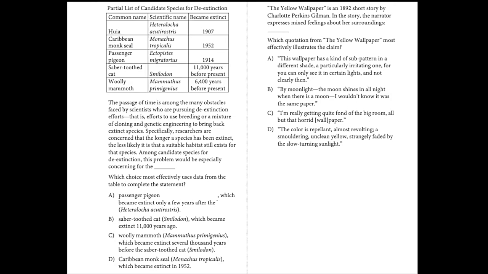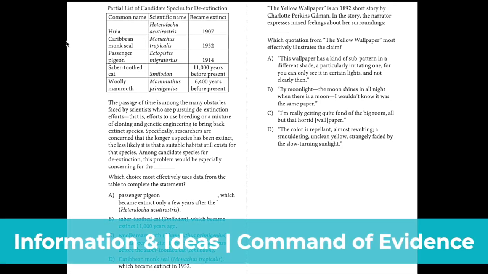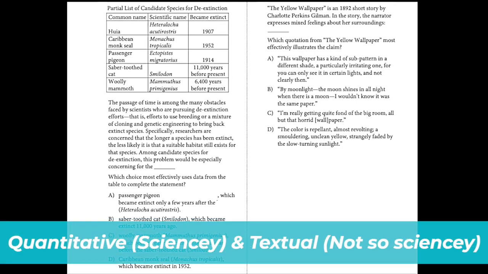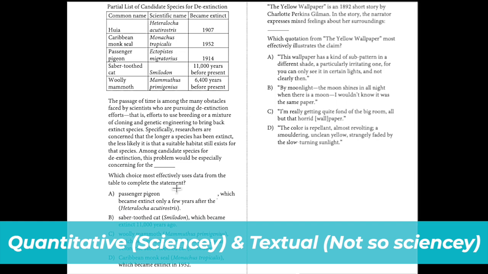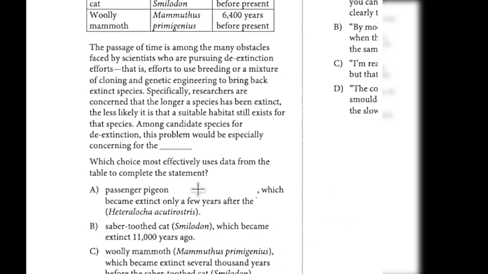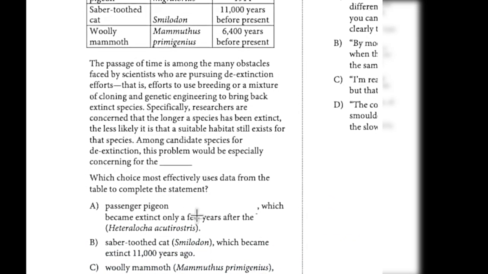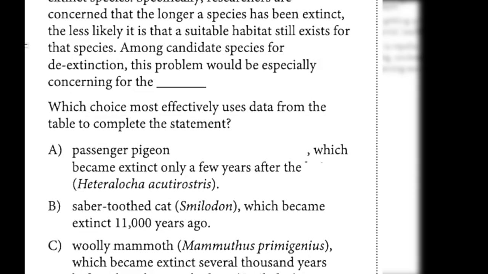Next up, let's do a couple of command of evidence questions. We'll do one sciencey one and one not so sciencey one. So, which choice effectively uses data from the table to complete the statement? So the first thing I like to do for these is to figure out what would effectively complete the statement. And it says, among candidate species for de-extinction, this problem would be especially concerning for the blank.